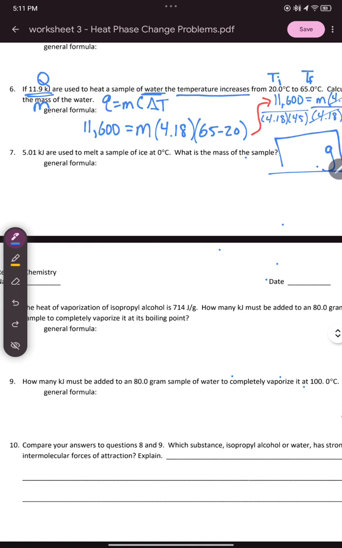So now what we're going to do is, again, we have our Q. I have the word melt, so I'm not really sure what that's going to mean, and I have a mass. They only give us one temperature, and they give us melt. So now I'm remembering that melt relates more specifically to my HF, and I can use that specific formula.